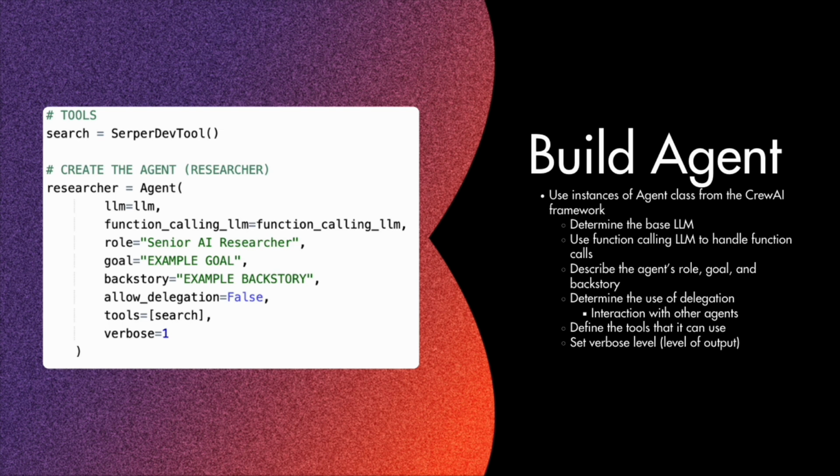Then, the agent's role, goal, and backstory are described along with the tools that the agent can use. For example, a search tool is defined at the top from the SerperDevTool class. We can also control the use of delegation and verbose of the agent. Delegation allows the agent to communicate with other existing agents within the system, and verbose is the level of the output, meaning how many words the agent uses for its output.